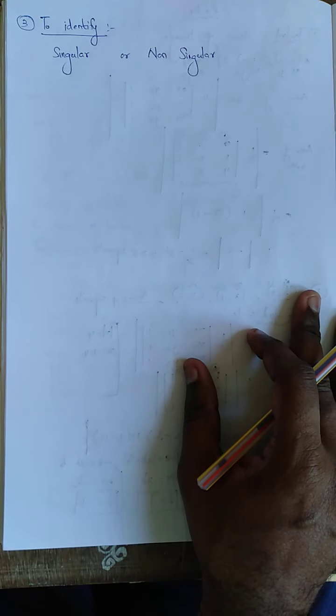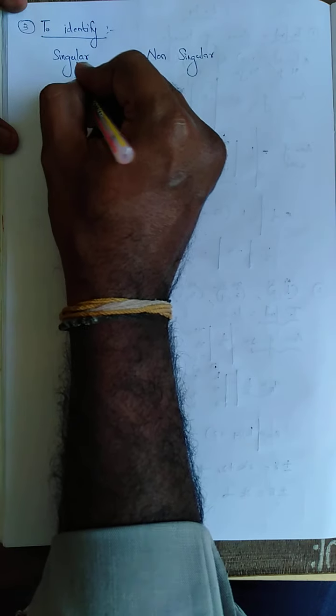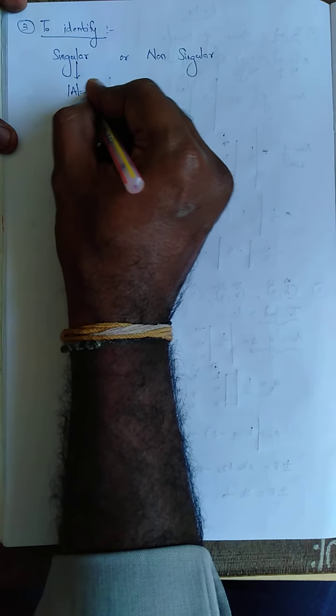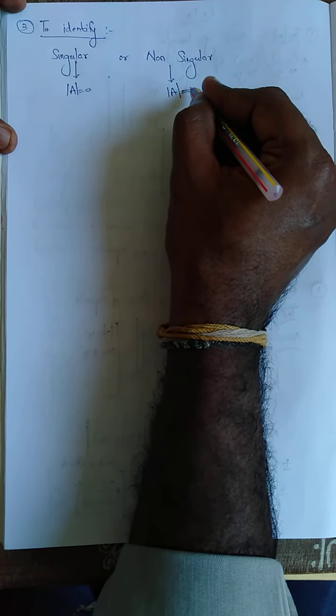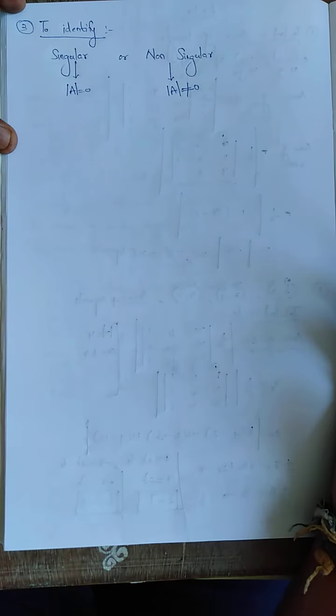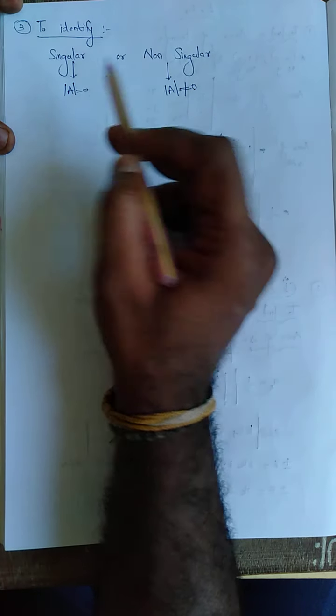Third sum, to identify singular or non-singular matrix. Singular means determinant of A should be 0. Non-singular means determinant of A is not equal to 0. You can get a negative value or a positive value, no problem. You should not get 0. Singular means determinant of A is equal to 0.